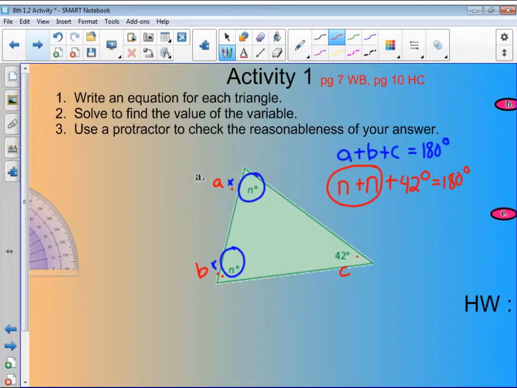So here I have 2 n's. Well, another way that can be written is 2n, still plus 42, equals 180 degrees. Now, some of you, once you get used to working through this, will probably go directly to this step instead of writing it out like we did in the first step up here of n plus n.